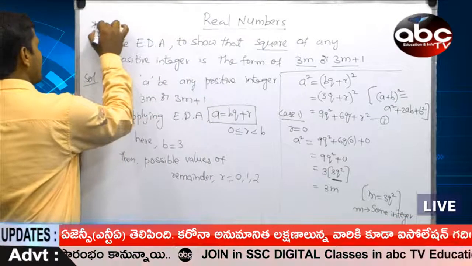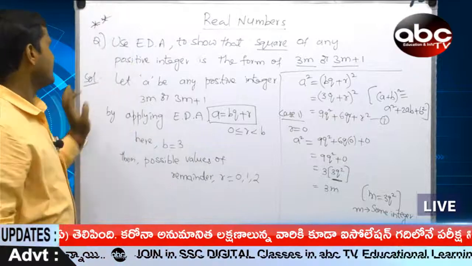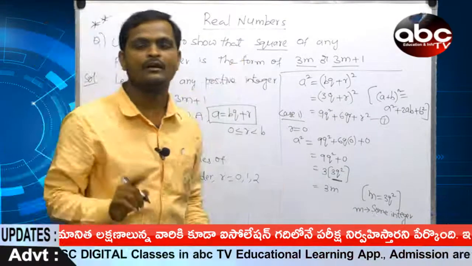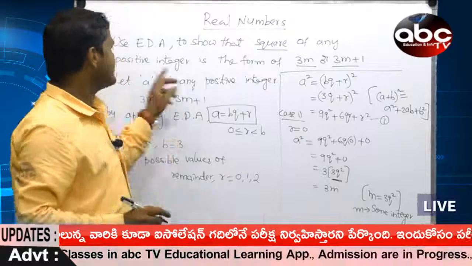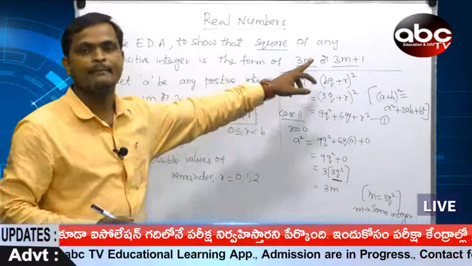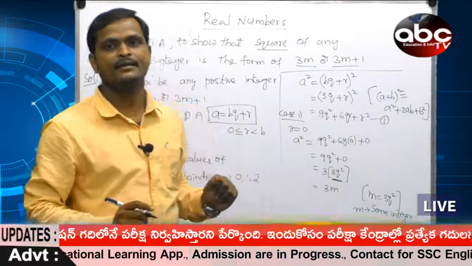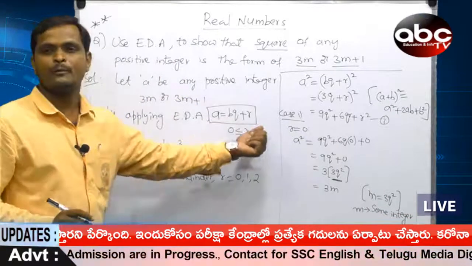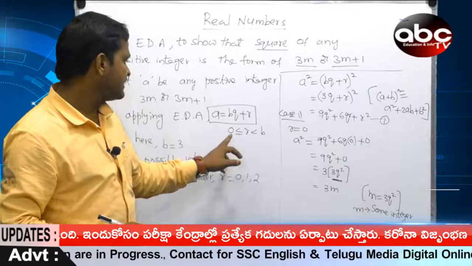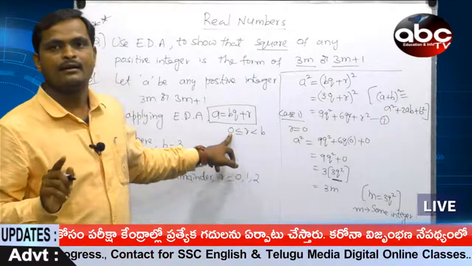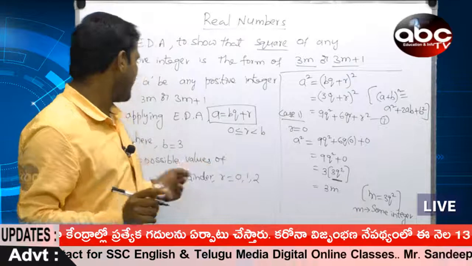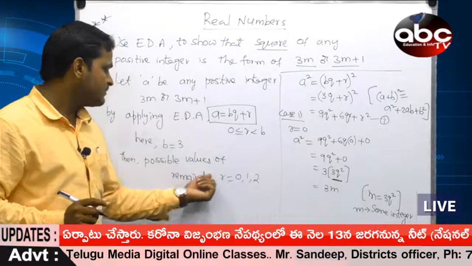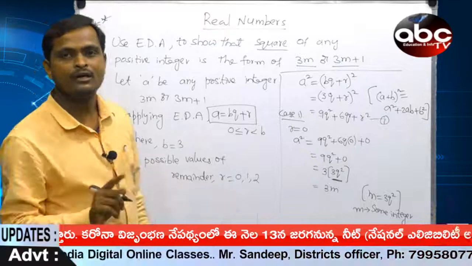Okay students, this is very important for your SSC examination: use Euclid division algorithm to show that the square of any positive integer is of the form 3m or 3m + 1. By using the Euclid division algorithm technique, a = bq + r. What is the condition on r? 0 ≤ r < b. Here the value of b is 3, so the possible values of remainder are 0, 1, 2.